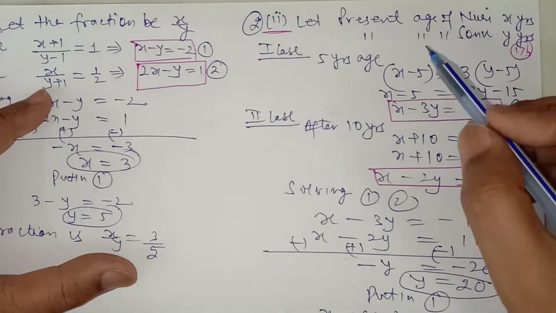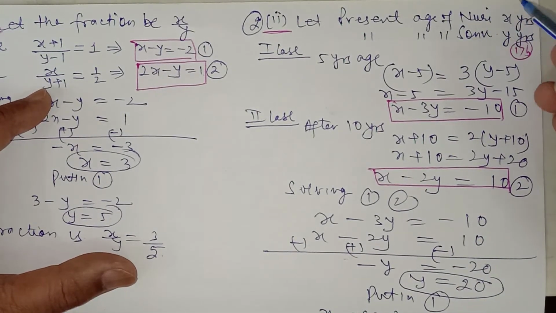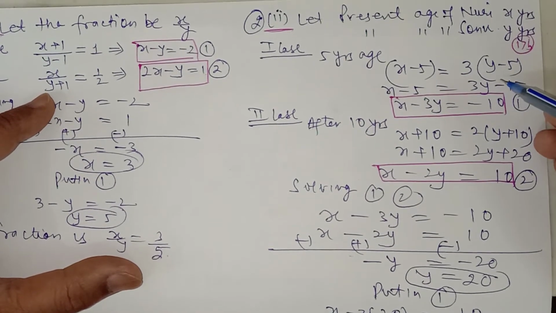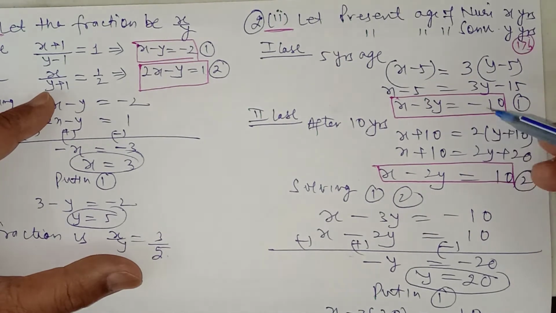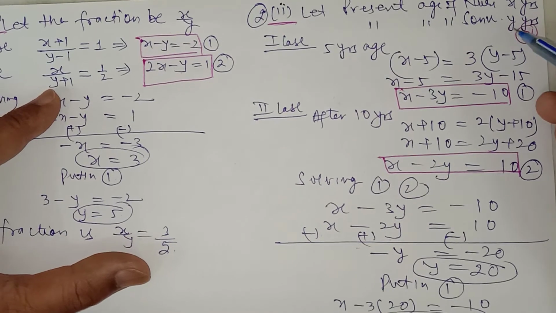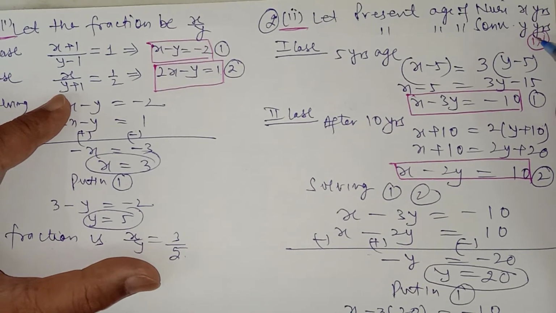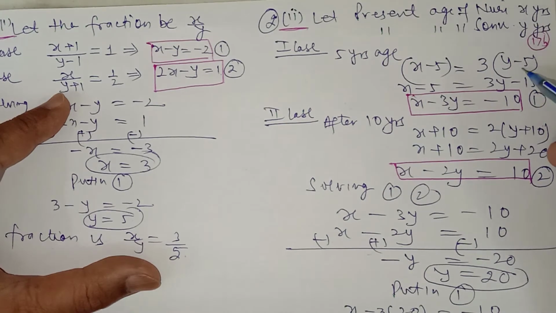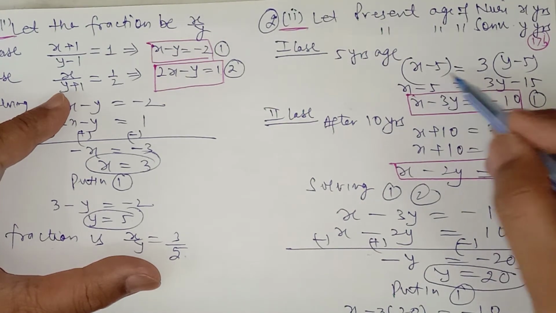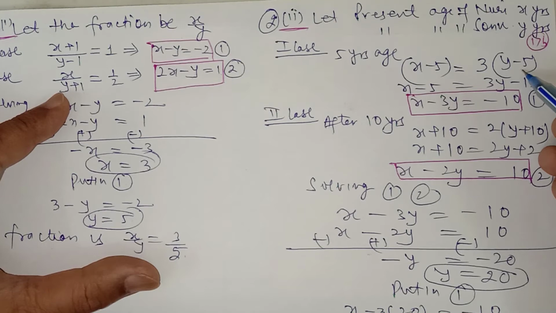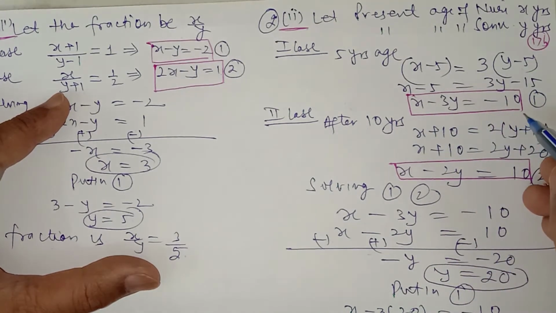In question number 2, second part, it is given that 5 years ago, the age of Noori is 3 times the age of Sonu. And after 10 years, the age of Noori is 2 times the age of Sonu. So let the present age of Noori be x years and the present age of Sonu be y years. And 5 years ago, subtract 5 from both the ages. That is x minus 5, y minus 5. And it is given that the age of Noori is 3 times the age of Sonu. Open the bracket, arrange it. I am getting x minus 3y is equal to minus 10.